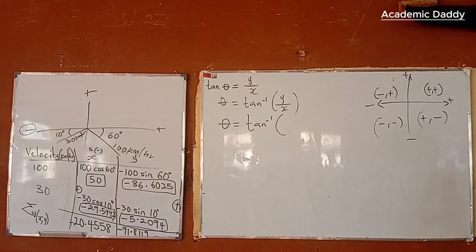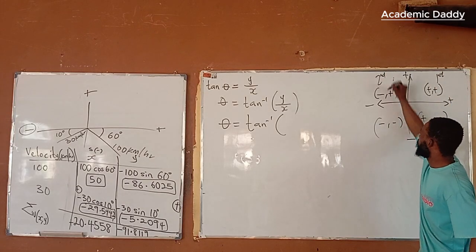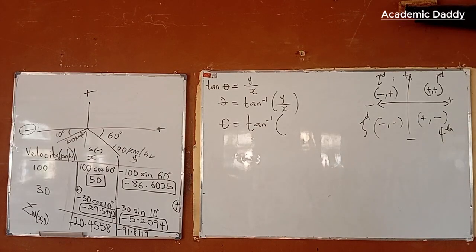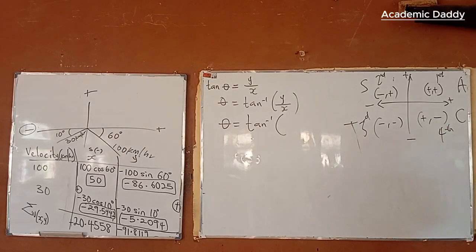Which quadrant do I have? This is first, then second, third, and fourth. We'll still prove this when we start doing trigonometry. In what quadrant do we have x positive and y negative? Fourth quadrant. So what this is just telling you is that the angle, the track, is in the fourth quadrant. Finish. That's the track.